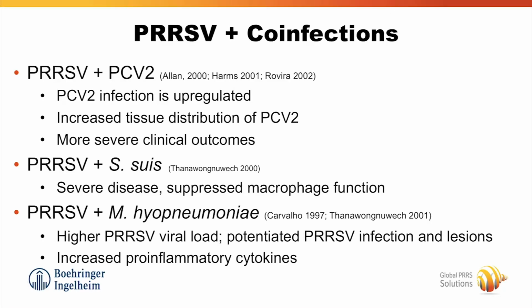For PRRS and other co-infections that have been described, definitely some effects on resilience there. PRRS and PCV2 co-infections that have been studied, they've seen an upregulation of PCV2 infection and replication, increased tissue distribution of circovirus, and more severe clinical outcomes. PRRS and strep suis as co-infections together have also been described as more severe disease and suppressed macrophage function further than what would be described during single infections, and some similar outcomes with PRRS and Mycoplasma pneumoniae with higher PRRS viral load and potentiated infection with PRRS as well.